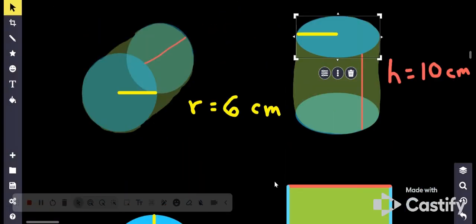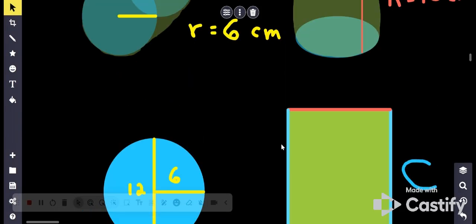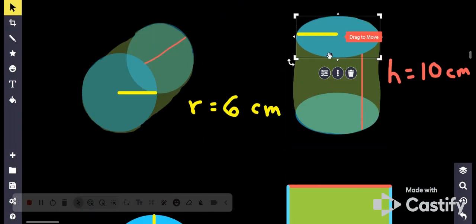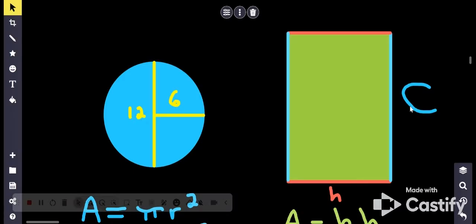And what would be the dimensions of that rectangle? Well, the base would be what we just cut along, the height. This would be that red line. And the new height would be what? It would actually be the circumference of the circle. That's where that C is coming from, and we'll find out how to calculate that in just a minute.